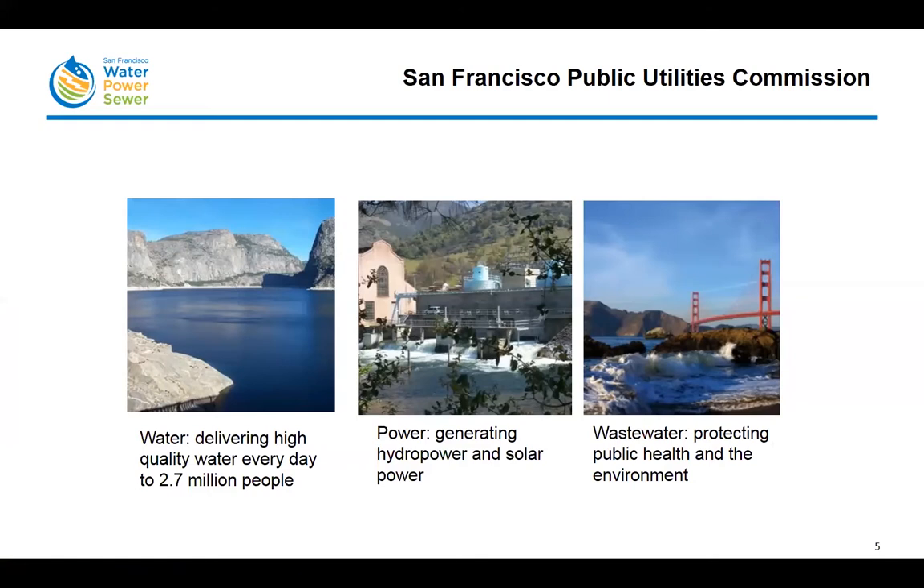The first is water. So we deliver high quality water to 2.7 million people around the Bay Area. We're both a retail water provider as well as a wholesale water provider. We also generate hydroelectric power, and we provide wastewater services through our combined wastewater and stormwater system to San Francisco.